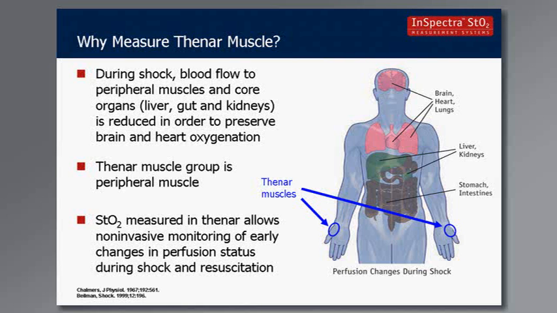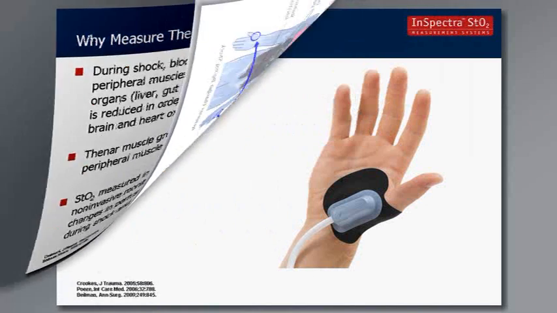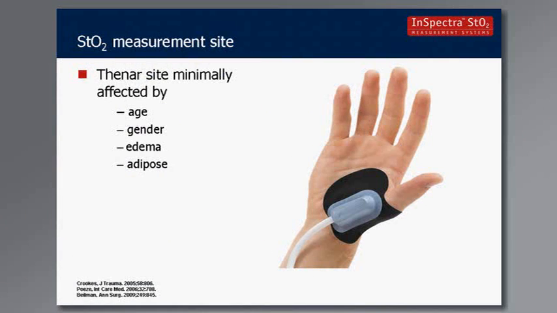Now, the StO2 measured in the thenar muscle allows for non-invasive monitoring of early changes in peripheral perfusion status during both shock and resuscitation. In addition, the thenar site has been shown to be minimally affected by age, gender, edema, and adipose or fat tissue. It's also been shown that StO2 is not confounded by hypothermia. Unlike a pulse oximeter, measuring StO2 does not require a pulse. StO2 can be accurately measured in pulseless and hypothermic patients. These conditions are especially of interest in trauma patients and in patients in whom therapeutic hypothermia is being implemented.